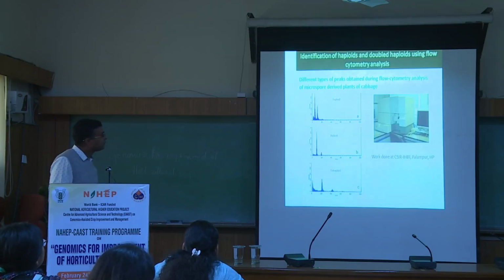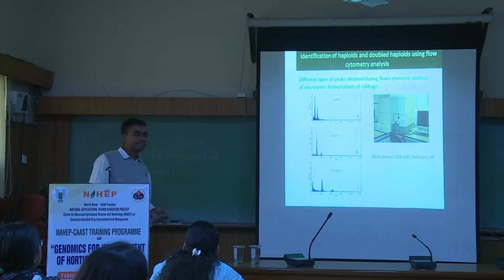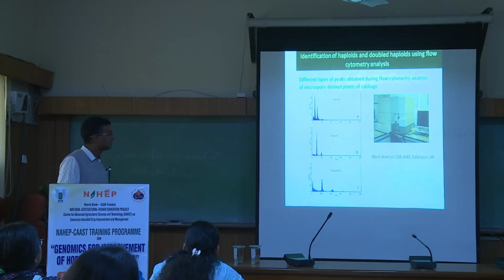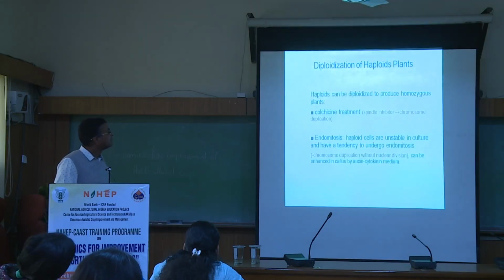And this is the flow cytometer. This is the machine actually what we are working earlier, and we are working on the CSIR IHBT, one CSIR institute. Through some agreement, we are doing the samples there.